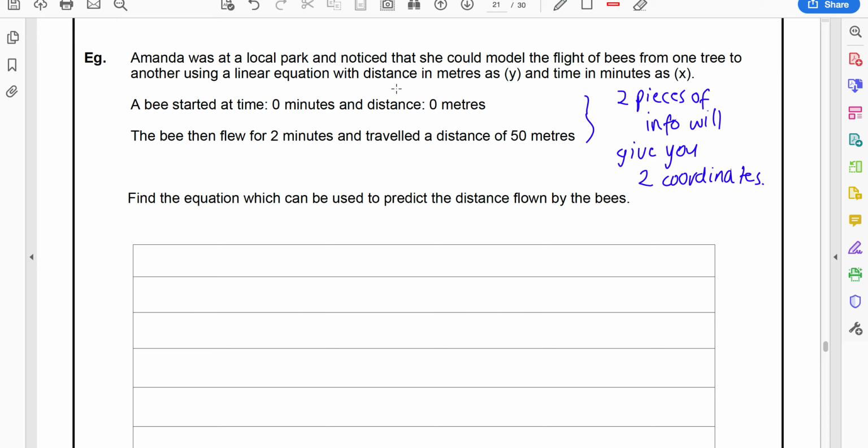Now, importantly, we look at what each thing means. So the distance is y, and the time is x. Okay, so if you have a look here, a particular bee started at time 0 and the distance was 0. So that's just the beginning point. Now the time was x, so I've got the time first, and the distance was 0, so that's our y. So we've actually got a coordinate there of 0, 0. Now the second part says the bee flew for 2 minutes, so that's my x value, and the distance was 50 meters, so that's my y. So I've got a value here of 250.